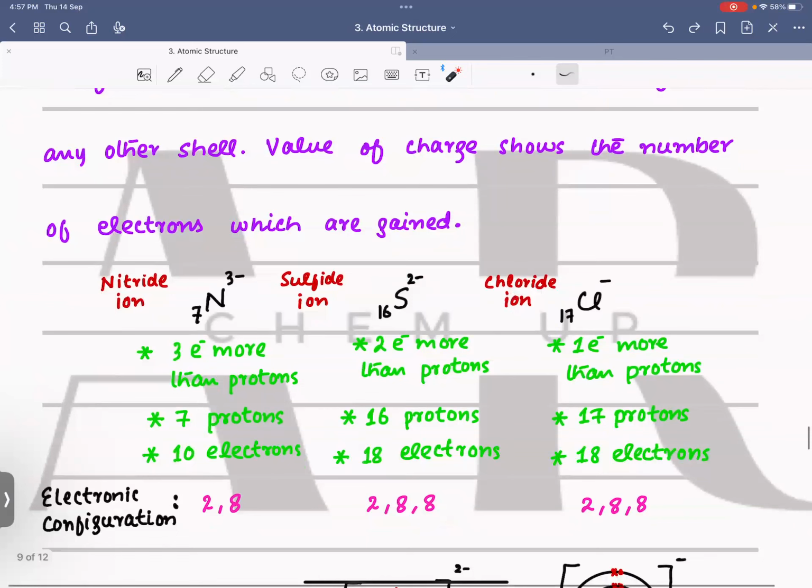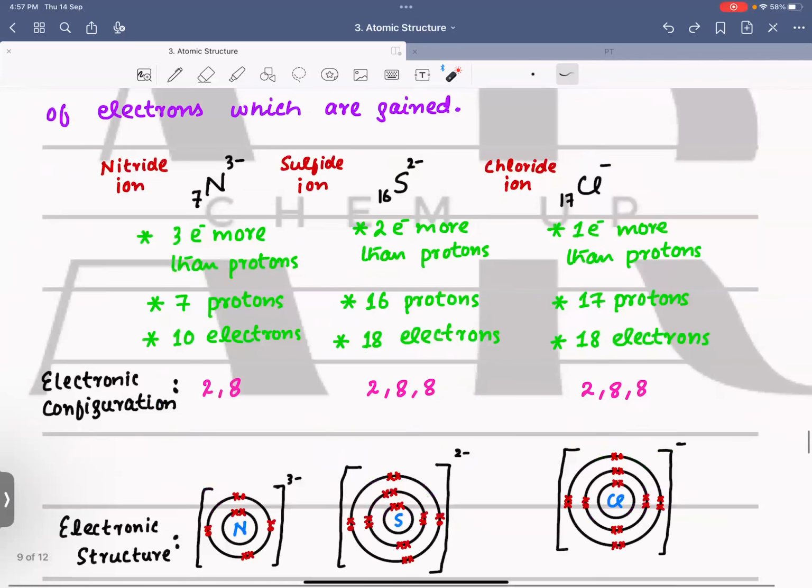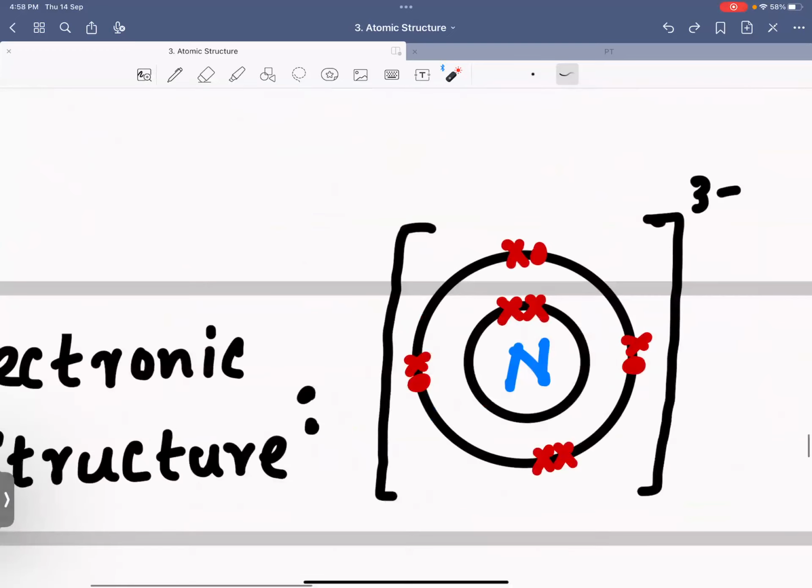As we have decided for this one, if you see over here, it has 5 electrons initially. So see, I have drawn the 5 electrons with crosses in the outermost shell, and then the 3 electrons with dots.